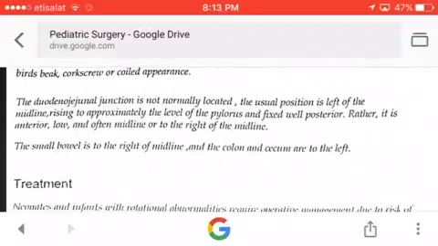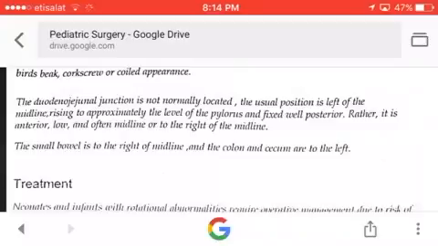The duodenojejunal junction is not normally located. The usual position is left of the midline, rising to approximately the level of the pylorus and fixed posteriorly. Rather, it is anterior, low, and often midline or to the right of the midline. The small bowel is to the right of the midline, and the colon and cecum on the left.